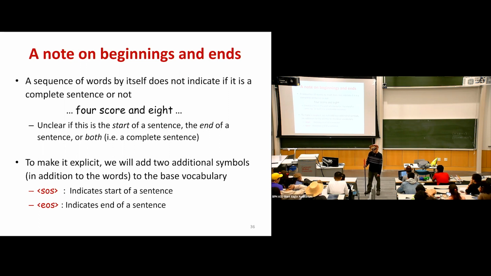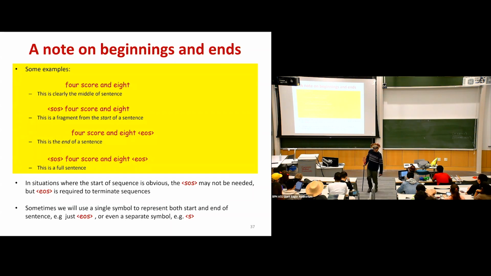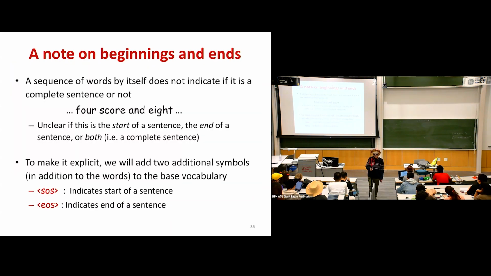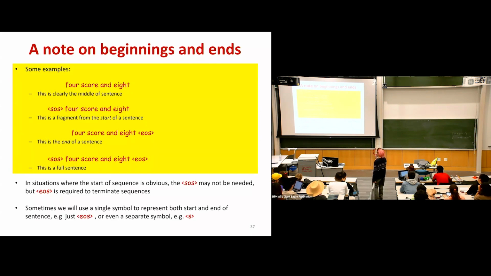I need explicit indicators. The explicit indicators are going to be these two symbols, the start of sequence symbol and the end of sequence symbol, which can both be the same in some cases. Anytime a sentence begins, I'm going to precede it by start of sequence. When a sentence ends, it's going to be terminated by an end of sequence marker. So for instance, "four score and eight" is the middle of a sentence. It has no indicator of start of sequence or end of sequence.